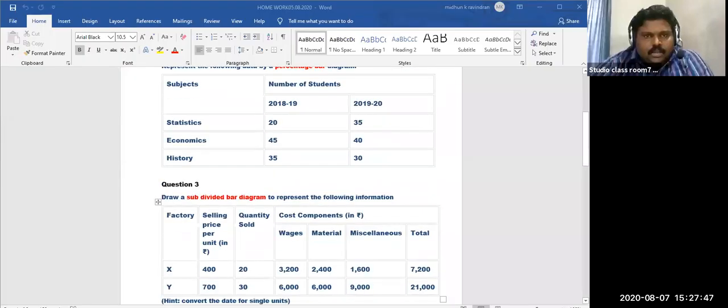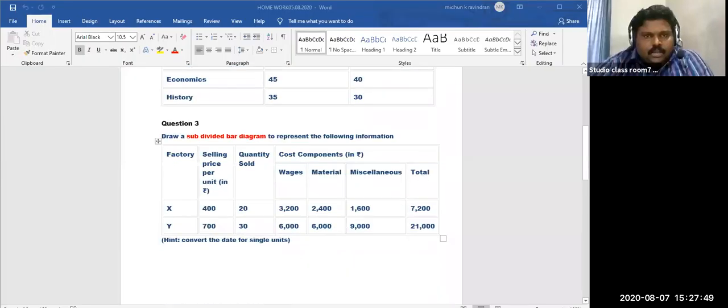Okay, so here we are going to that particular question. You can see here, just observe that. Some of you tried also. Here it is, Question number 3. This is the problem: draw a subdivision diagram to represent the following information. Do not mention percentage here, just subdivide. So the total value we can take.